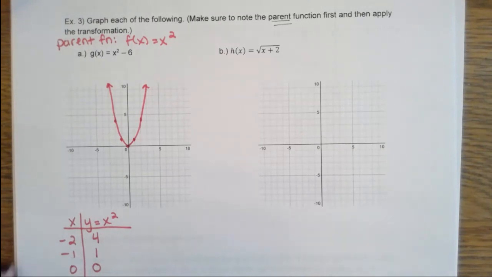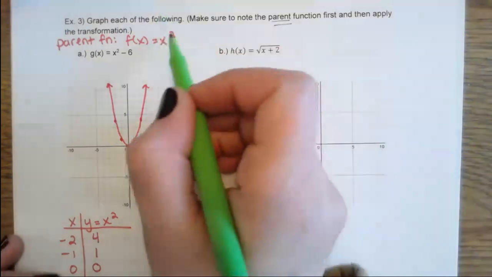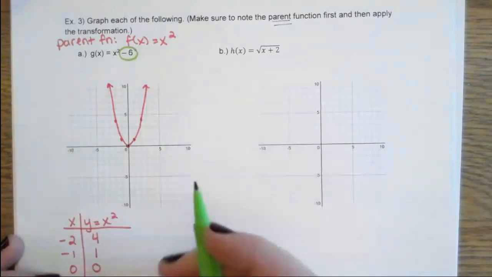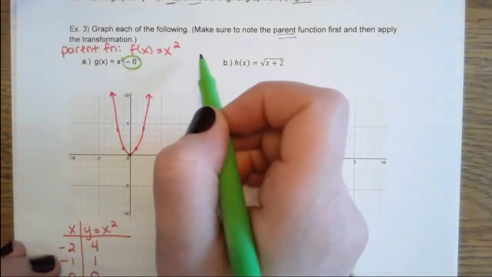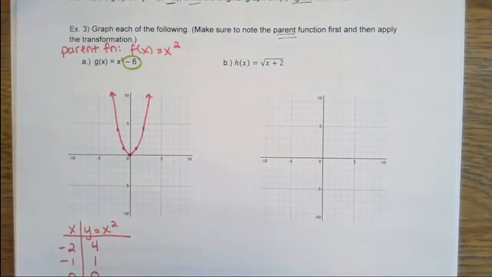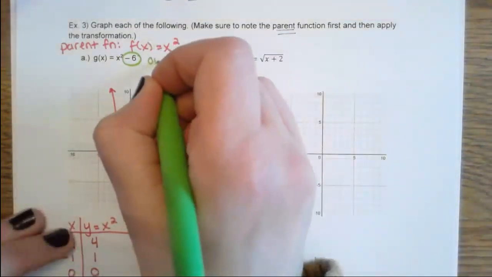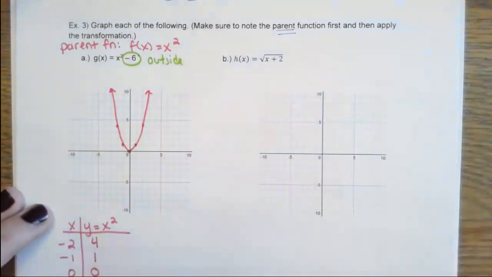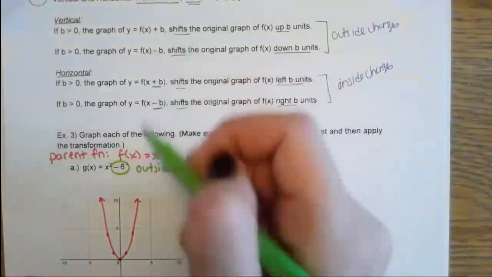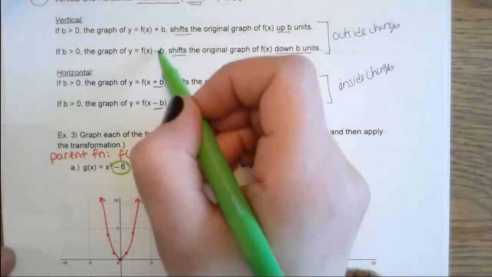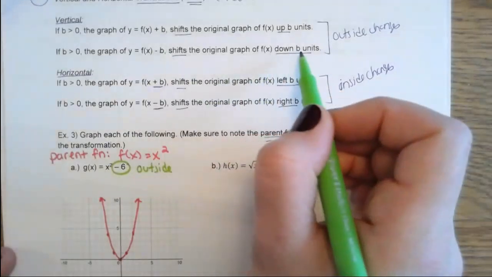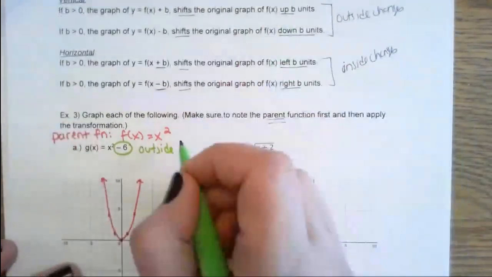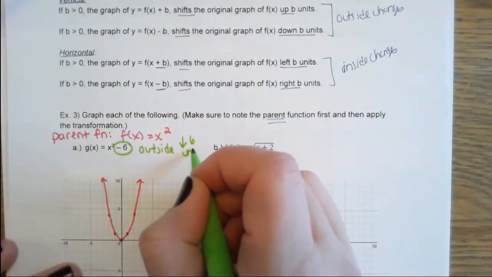Now I'm going to go ahead and do the other function. So what you're looking at is, well, how did it change? It went from x squared, but then I subtracted 6 with it. Notice how 6 is just hanging outside the x squared. It's not in parentheses or anything like that. So this is an outside change. I'm subtracting it, so what do I do? I shift down that many units. So I'm going to shift everything down 6 units here.